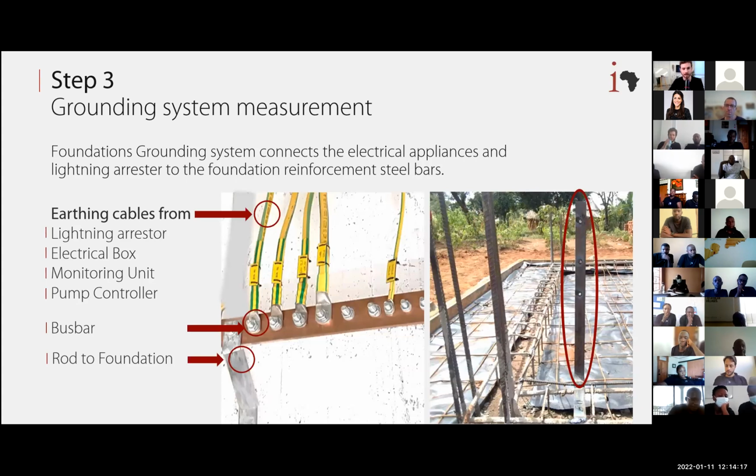The first thing we need to do is measure the grounding system. We need to check that all electrical components in the pump room, including the lightning arrestor, electrical box, monitoring unit, and pump controller, are connected to the foundation and the grounding system. You can see on the right, this is the grounding system. You need everything to be connected to it. You need to measure it also.